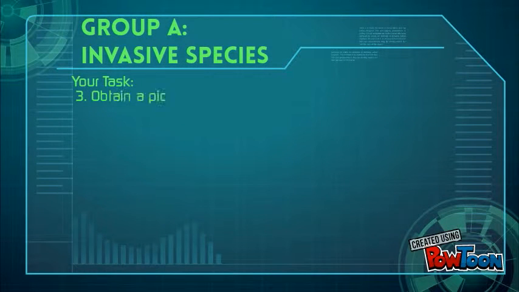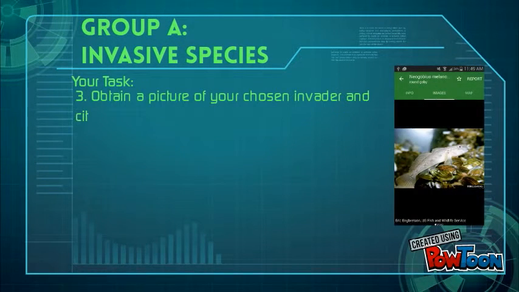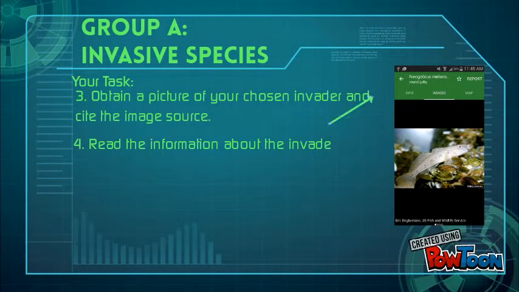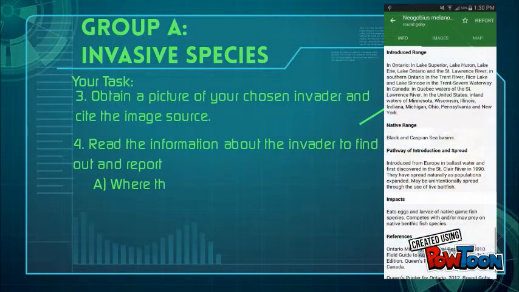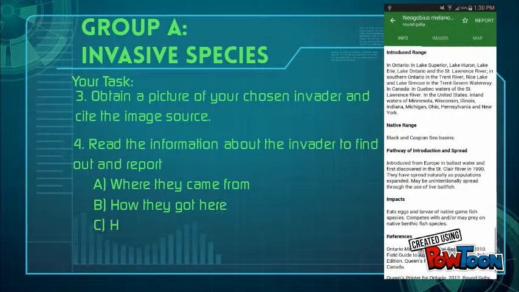Once you have found a species you want to learn more about, obtain a picture of the chosen invader and cite the image source. Then read the information about the invader to find out and report where they came from, how they got here, how far they were spread, impacts on the local ecosystem, and the information's source.